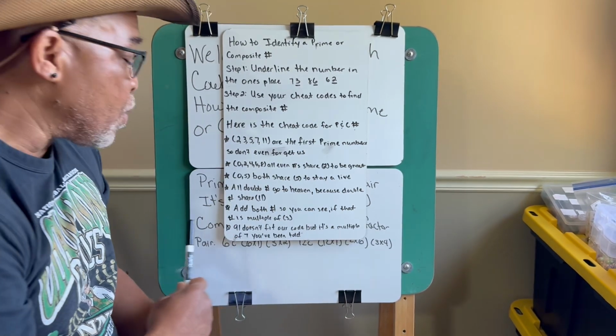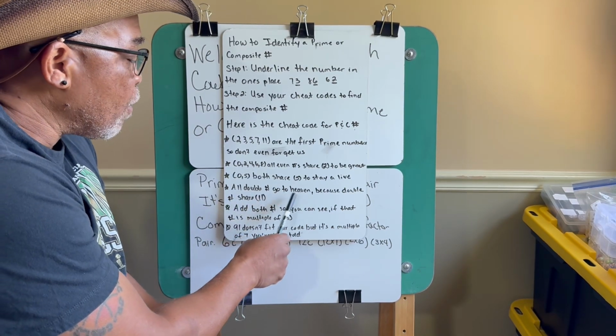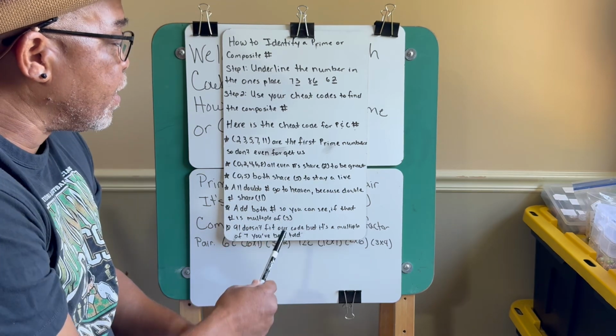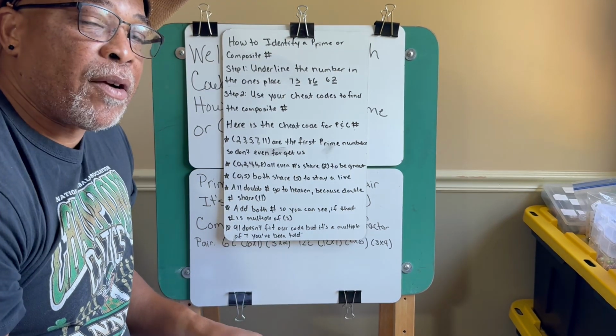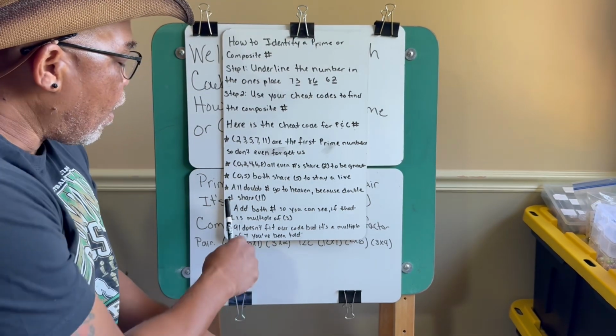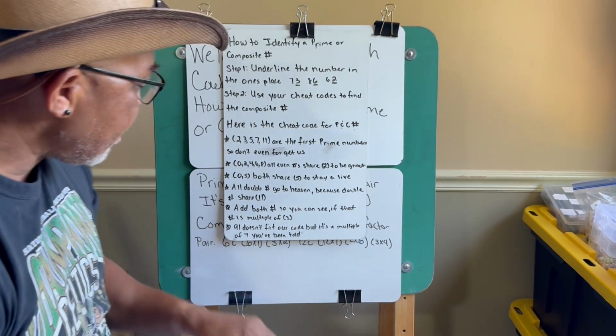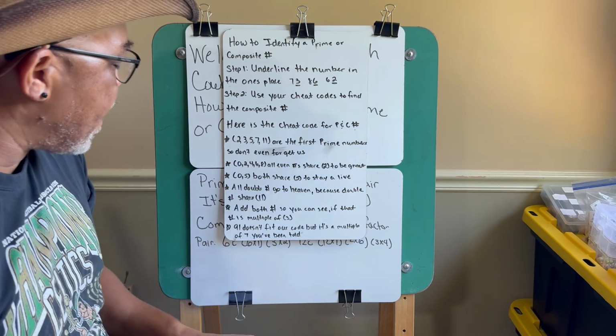Next on the cheat code, all doubles go to heaven. All double numbers share 11. So if it's a double number, 77, 33, 44, all double numbers share 11. So those are your quick ways to find it.